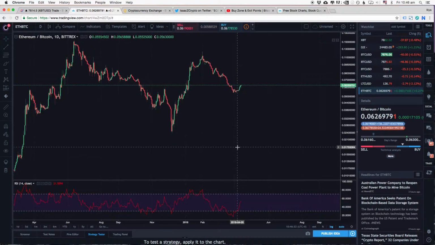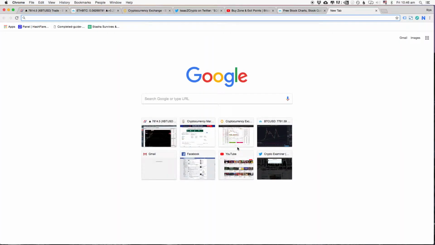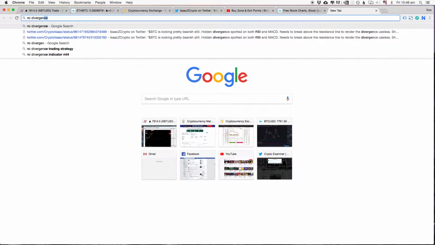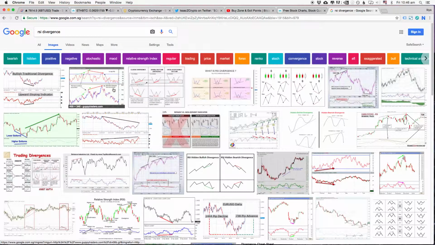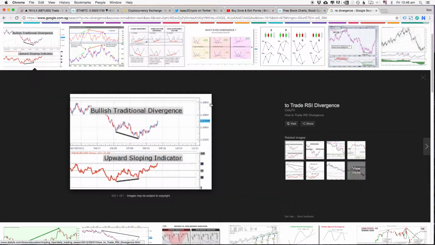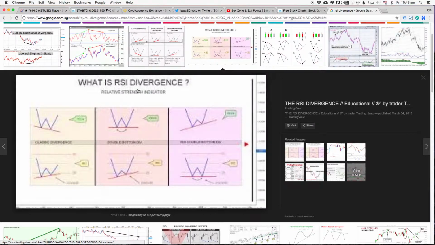And the next thing I want to show is how to use RSI divergences. So what are divergences? Let's go to images. It's all on YouTube, guys. It's all on Google. Okay, here we go. What is RSI divergence?